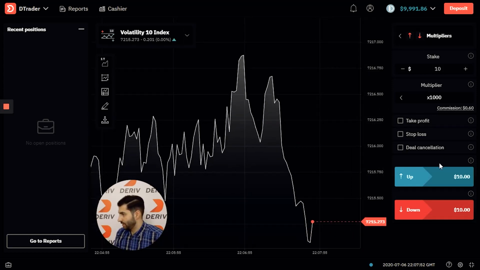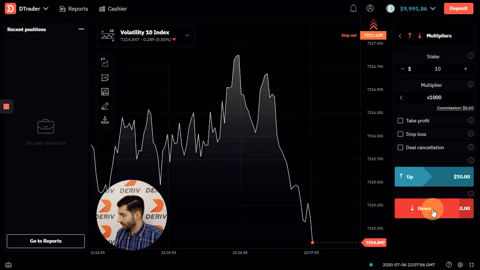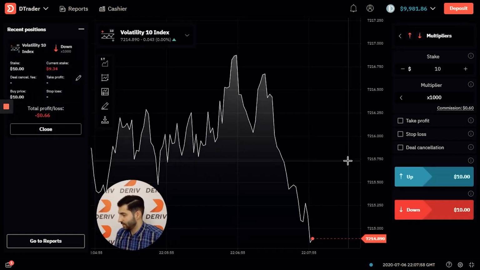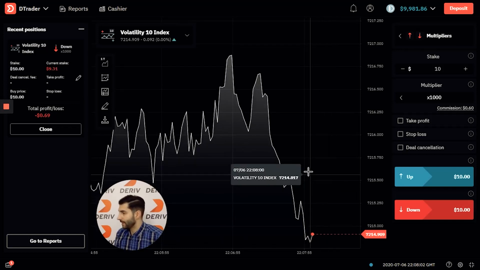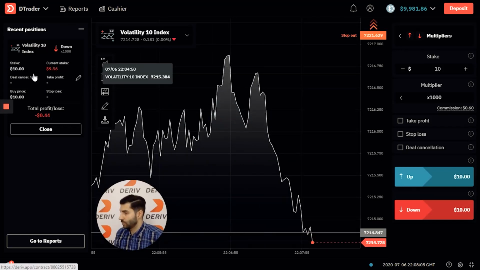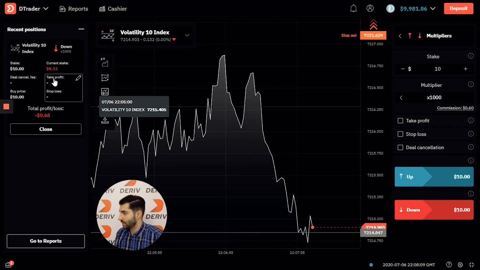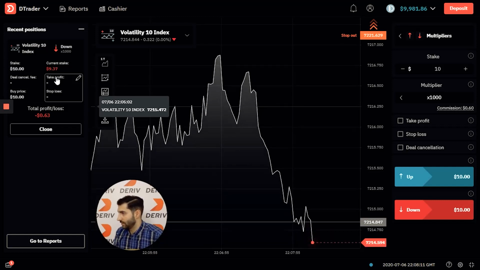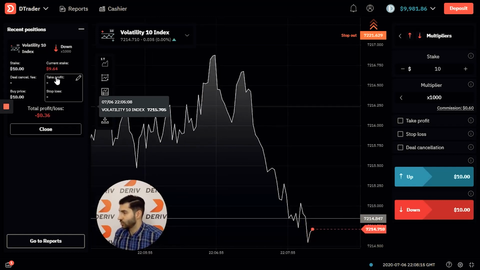Let's start another contract, once again without anything turned on. I'll select a down contract this time. So if the price drops, I will earn a profit. Something important to note: without having take profit or stop loss on, for all contracts you'll notice on the right hand side of the graph, the stop out limit there at the top right in red. What is that stop out limit?